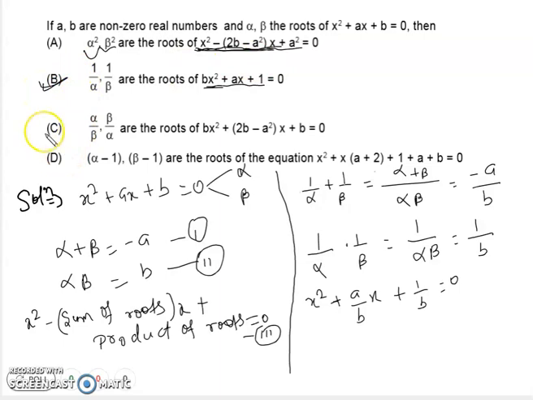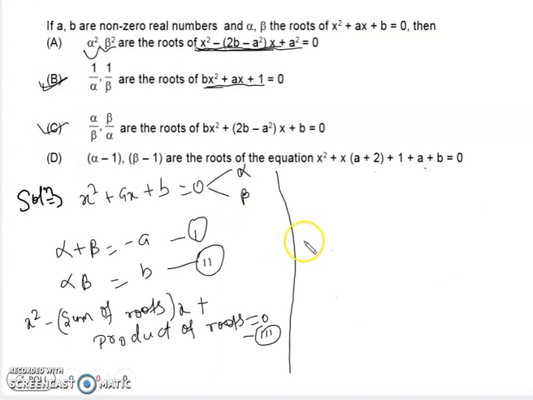Now we are going to check whether option C is correct or incorrect. On the basis of option C, alpha by beta and beta by alpha are the roots of the given equation, so we have to check this. First of all we have to find the sum of the roots. The roots are alpha by beta and beta by alpha, so we can write alpha by beta plus beta by alpha.